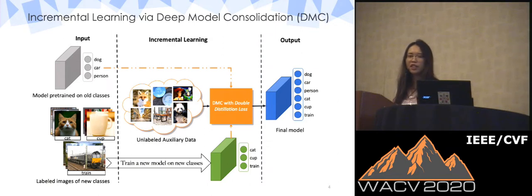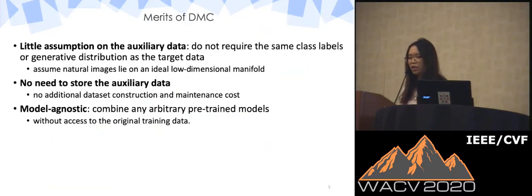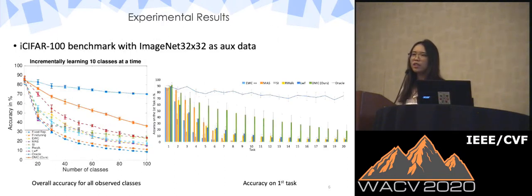During this consolidation stage, we use unlabeled observed data to substitute the training data to distill the knowledge from the teacher models. The merits of DMC include its efficiency and low constraint. So we don't assume the observed data to have the same distribution as our targeted data, and there are no model architecture constraints.